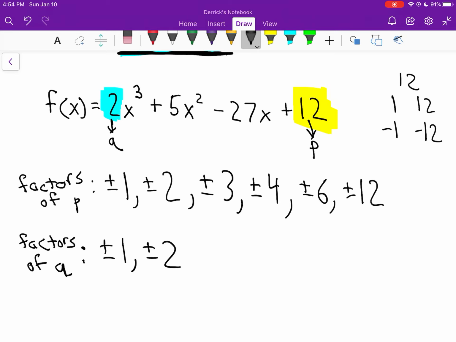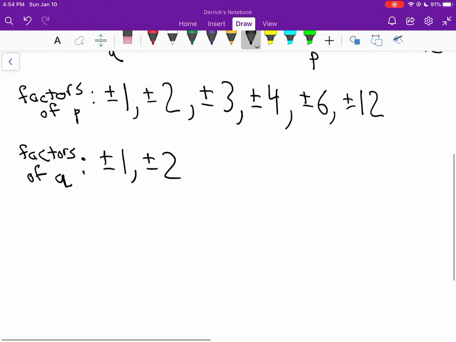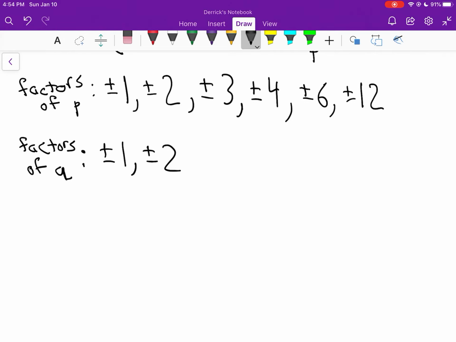Now, neither of these is the final list we want. These are the two lists we make so that we can make our list of possible rational zeros. And that's how I'm going to label this: possible rational zeros.